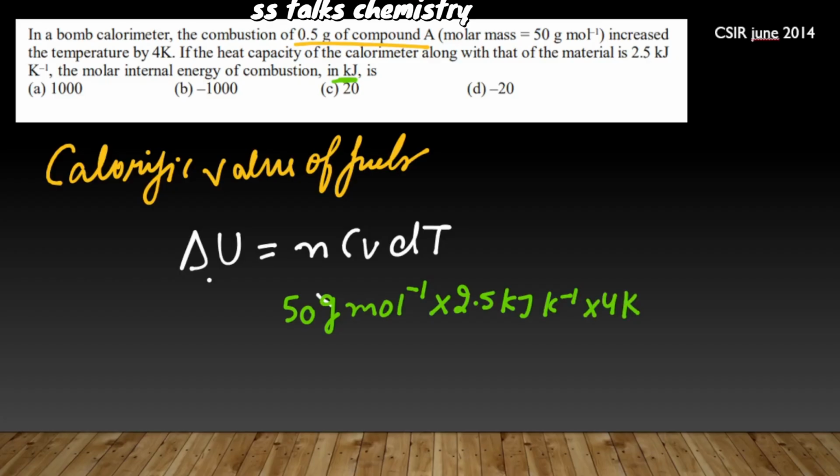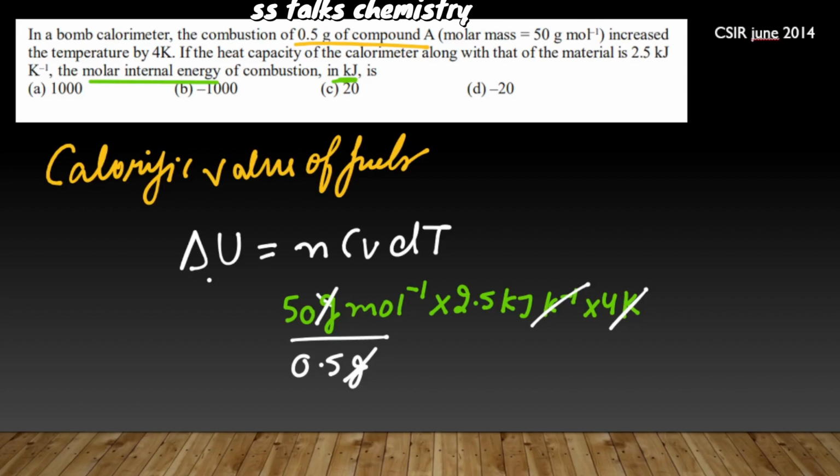Now if you see the units, the Kelvin and per Kelvin terms get cancelled out. And divide this by the mass, which is 0.5 grams. So the gram and per gram terms get cancelled out. Here you are seeing we are getting the answer in kilojoules per mole. The molar internal energy has been asked in units of kilojoules per mole only, so we have to find it this way.